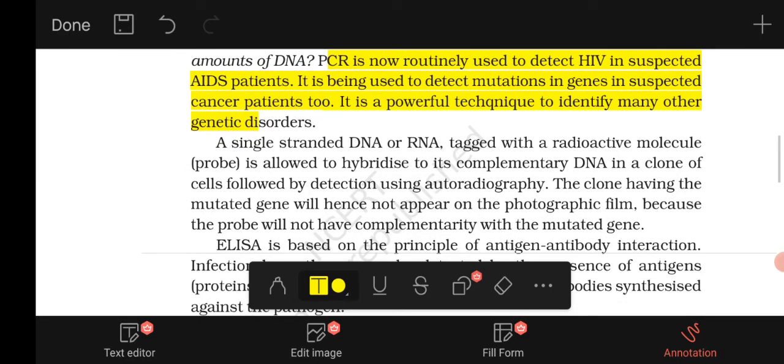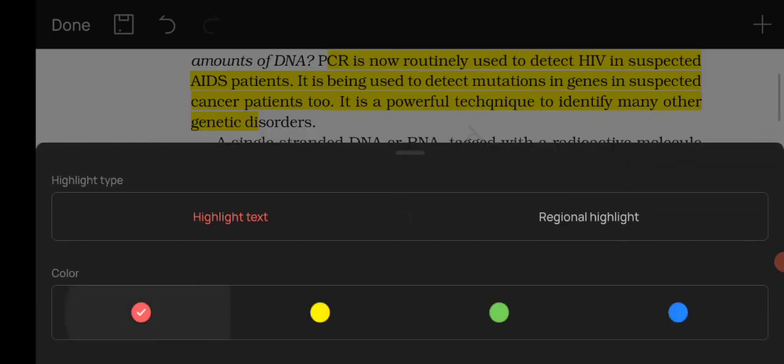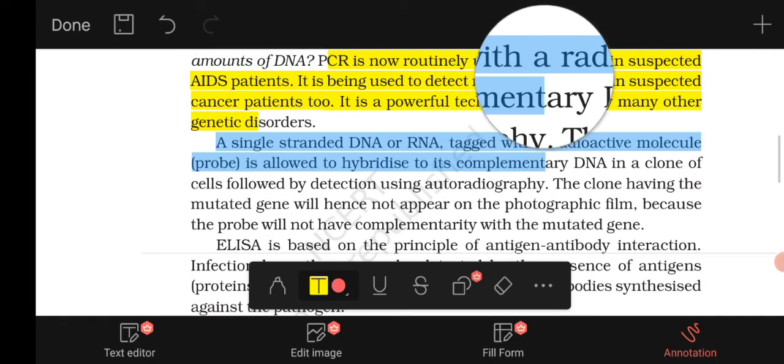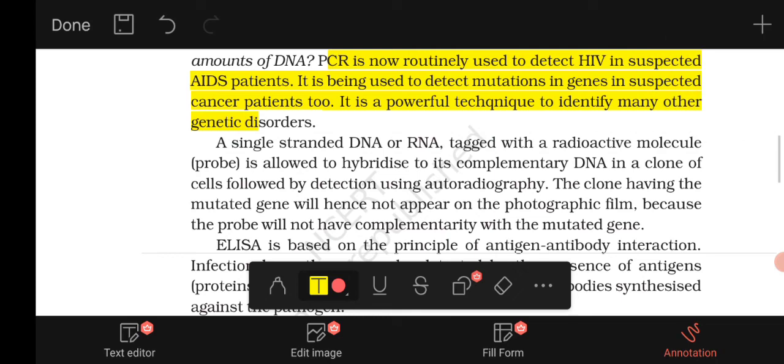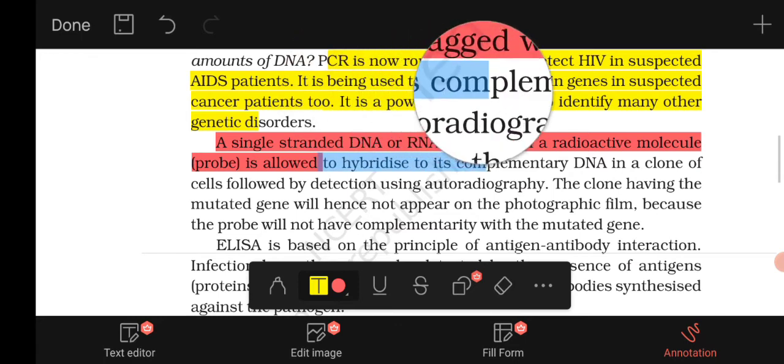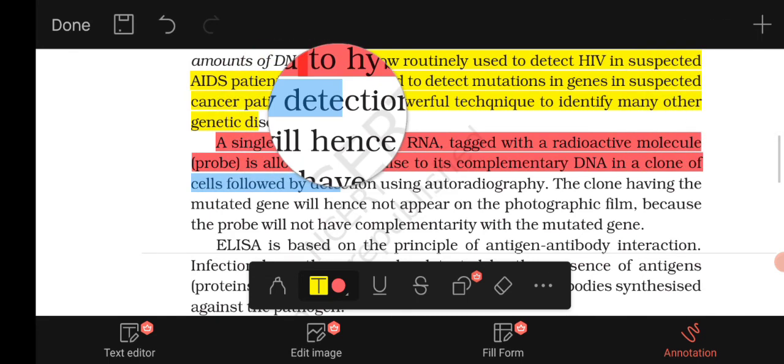Okay, a single stranded DNA or RNA tagged with a radioactive molecule is called a probe. What is a probe? A probe is single stranded, it could be DNA or RNA, and it is tagged with a radioactive molecule. Remember these three points. This probe is allowed to hybridize to a complementary DNA in a clone of cells, followed by detection using autoradiography.